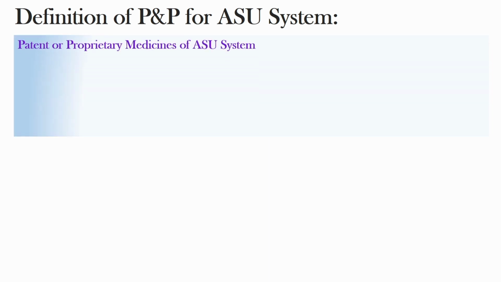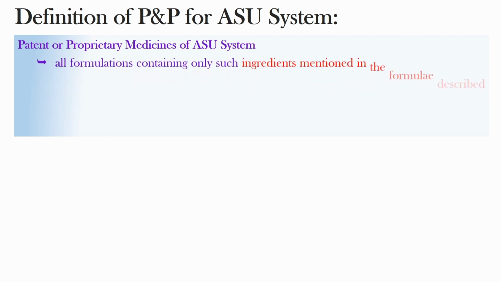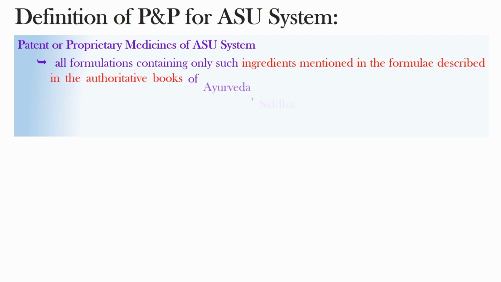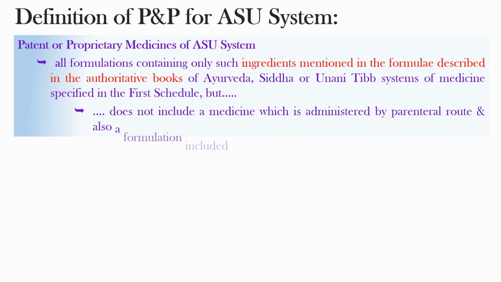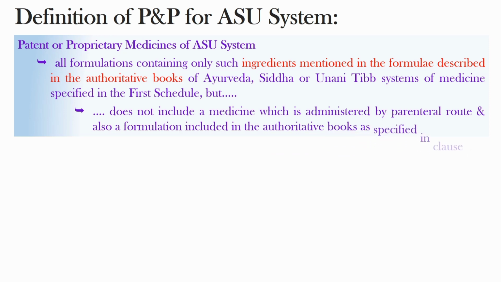Now coming to the definition of patent or proprietary medicine. In relation to Ayurveda, Siddha and Unani system of medicine, patent or proprietary medicine includes all the formulations containing only such ingredients mentioned in the formula described in the authoritative books of Ayurveda, Siddha or Unani system of medicine specified in the first schedule, but does not include a medicine which is administered by parenteral route and also a formulation included in the authoritative books as specified in clause A. This is the definition of patent or proprietary medicine.